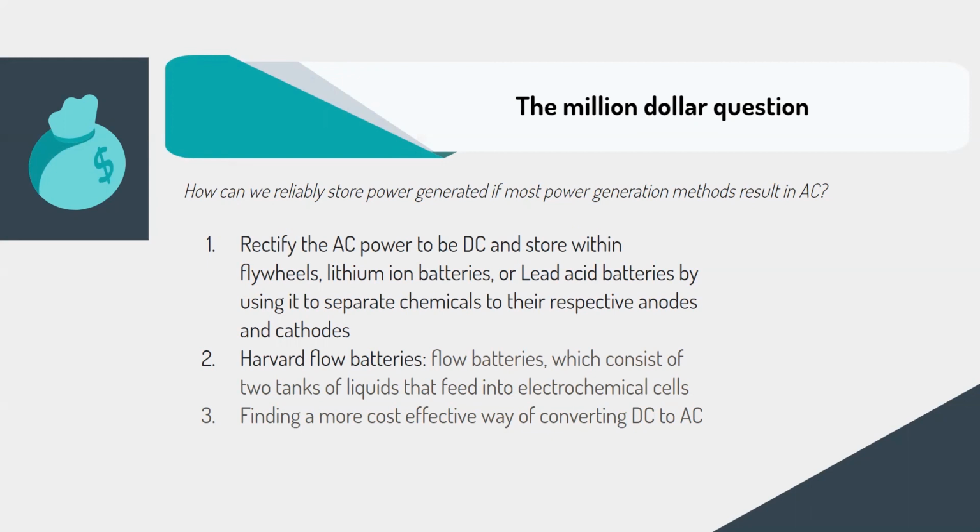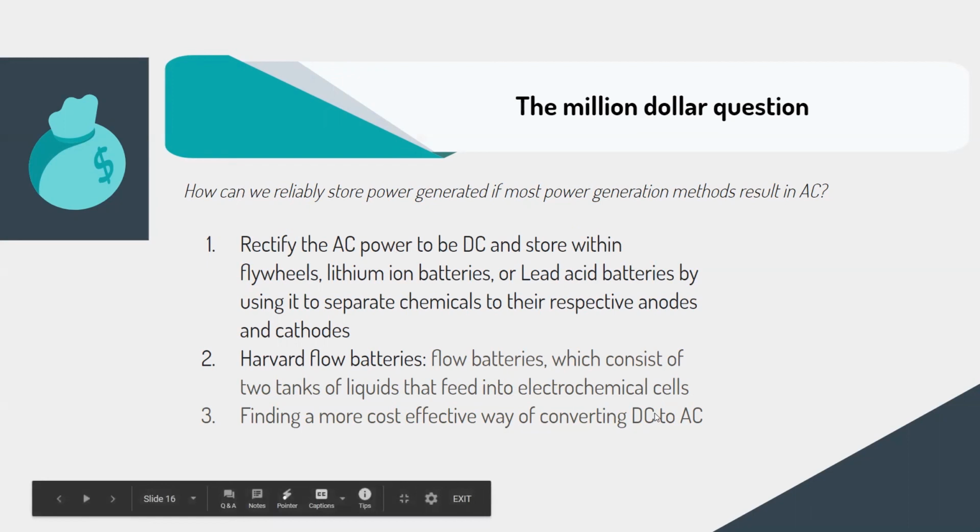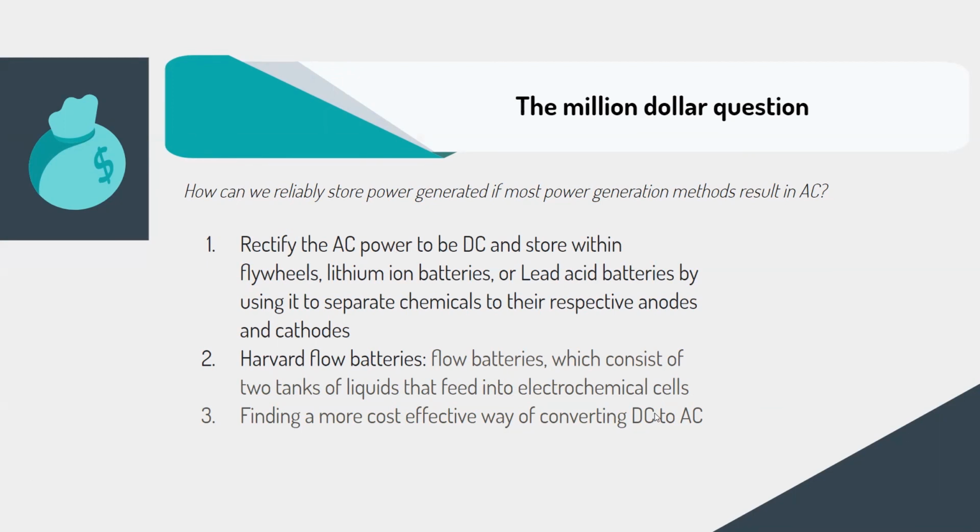Or three, for us to find a cost-effective way of converting DC to AC. So DC again is that constant or pulsating wave, and then you have the alternating current, which goes in both polarities. So how do you get something that's constant to now become alternating current? Getting something that is varying, like alternating current, to become DC can be done using certain types of circuits. So our million dollar question is, how do we reliably store power generated if most power generation methods result in AC?